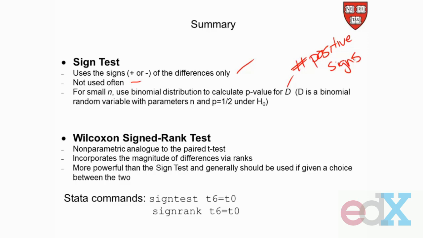Now the Wilcoxon signed rank test is the non-parametric analog to the paired t-test. It has more power than the sign test since it incorporates the magnitude of the differences via the ranks, and if you have a choice between the sign test or the signed rank test, you should use the signed rank test. Remember, the Stata commands are very simple. It's just signtest and signrank, so those are very easy to remember.